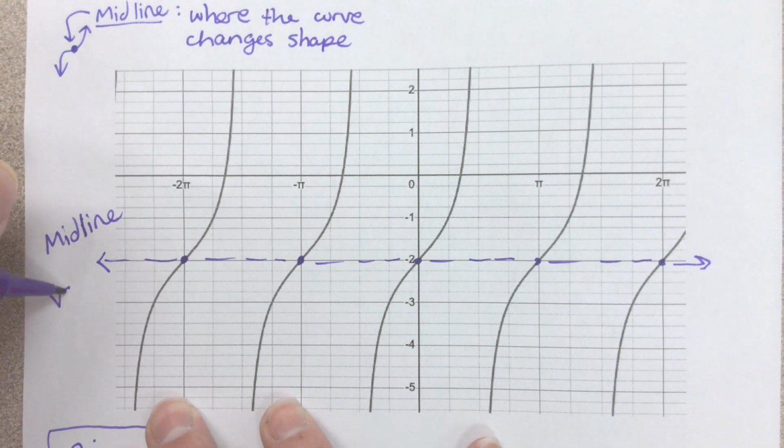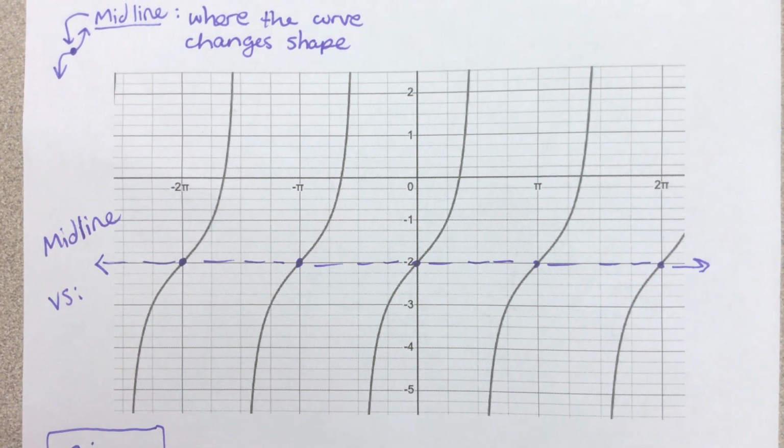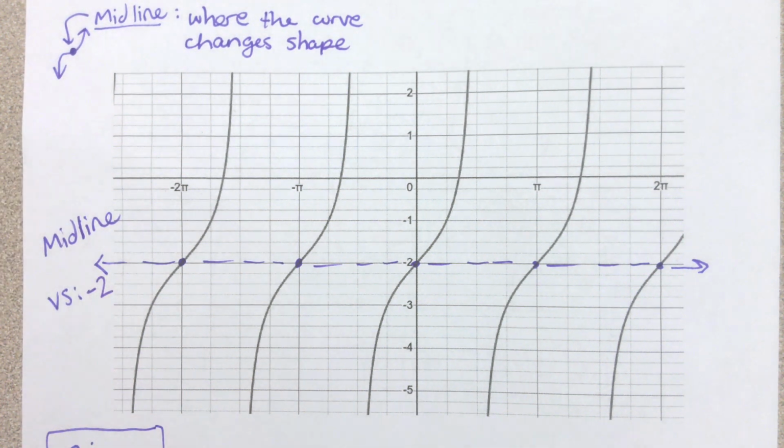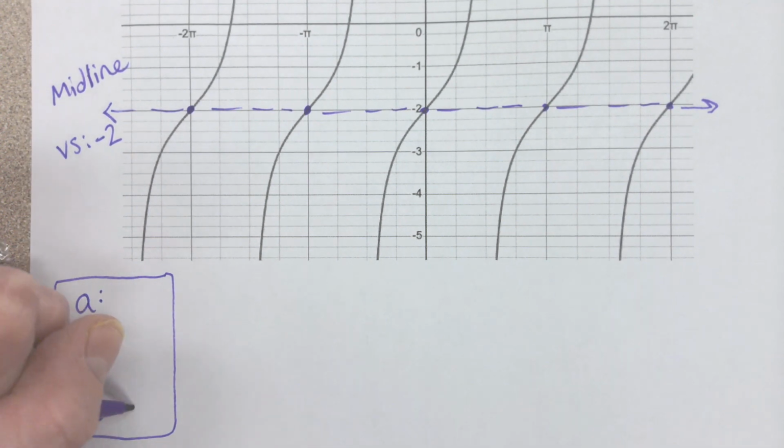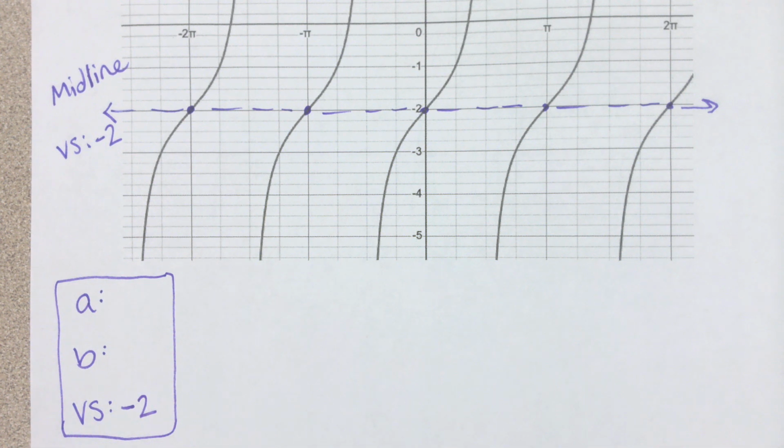This is our midline, which, reminder, is also the vertical shift. Since it's through -2, our vertical shift is down 2. So I'll fill that in below. Next, we find A. This is a bit more challenging for the tangent graph versus the other ones we've discussed.